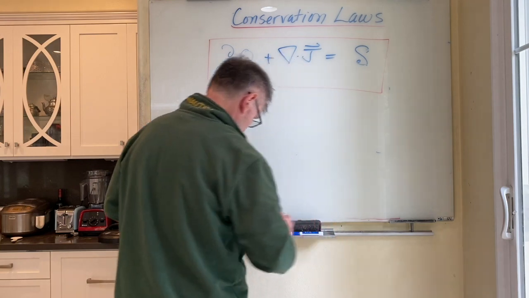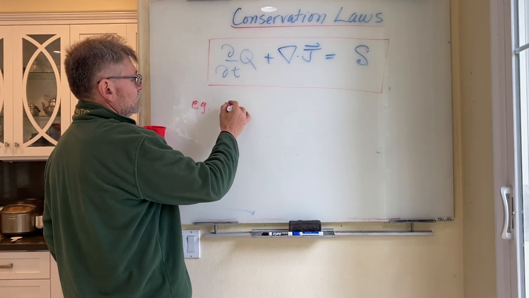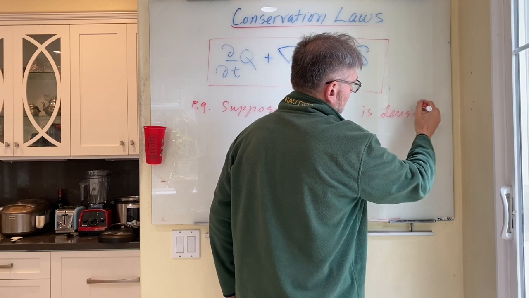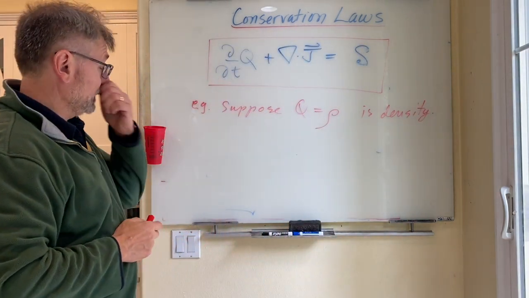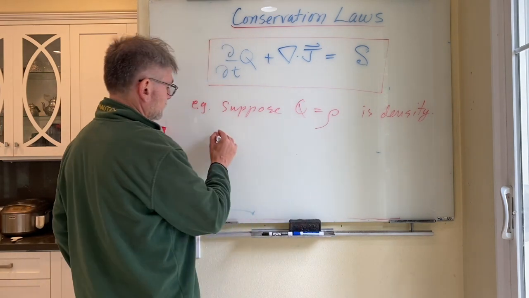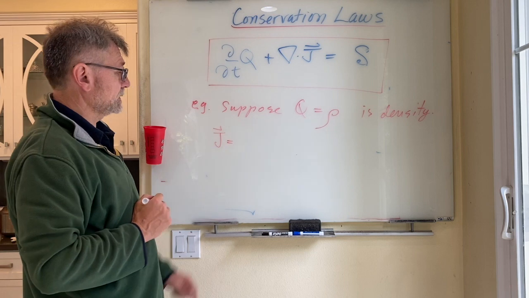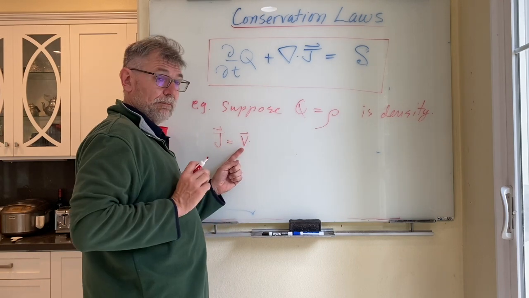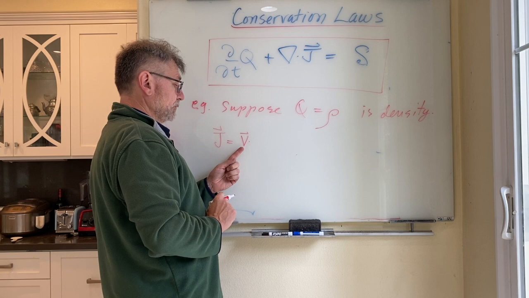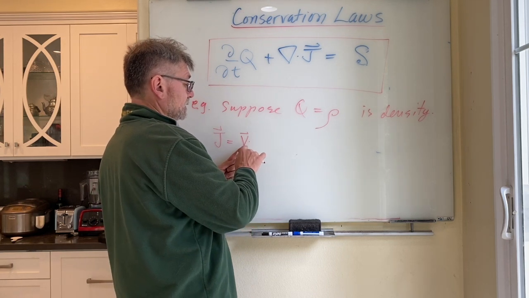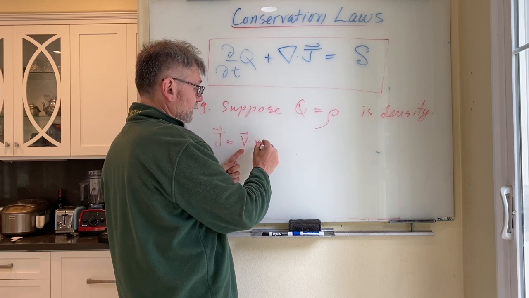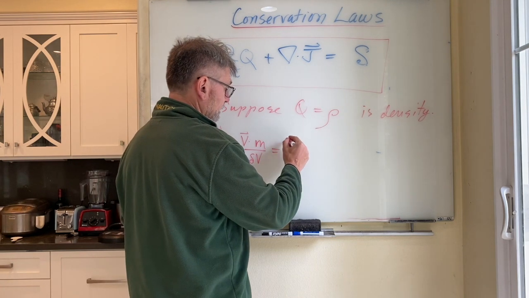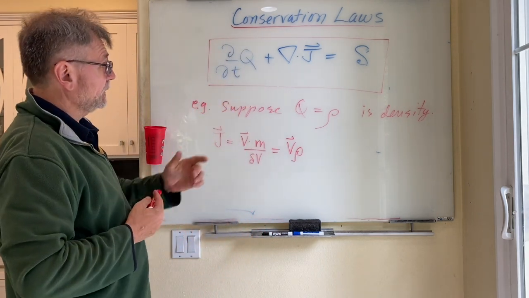Let's do mass. So for example, suppose Q is just the density, right? Then the J in that case is going to be the flux of mass, right? And that's going to be the velocity times the mass, V is the speed of the mass. And if we do the flux of mass per unit volume, it is the same thing as V times rho. So this will be the J in this case for the continuity.